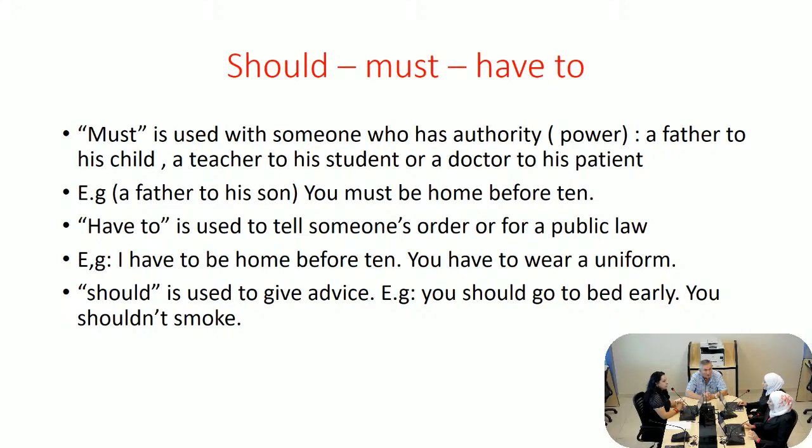And about have to, it is used to tell someone's order for a public law. Like, I have to be home before 10. This is a law. You have to wear a uniform. This is a school rule, so we use have to. The last one is should. Should is used to give advice. For example, you should go to bed early. You shouldn't smoke. So that's it.